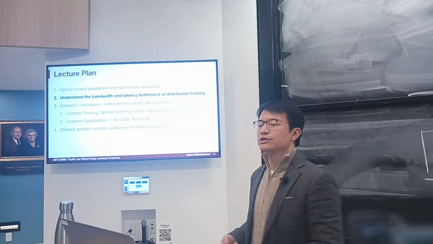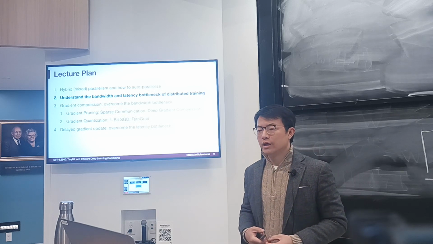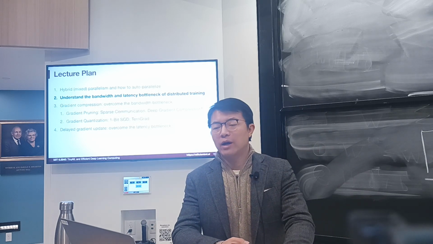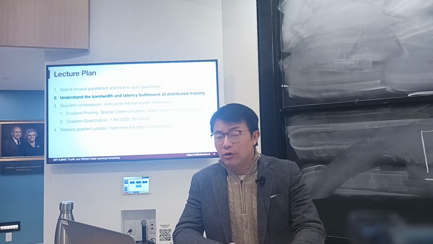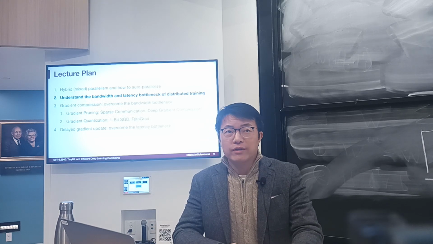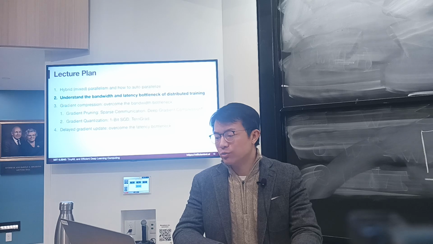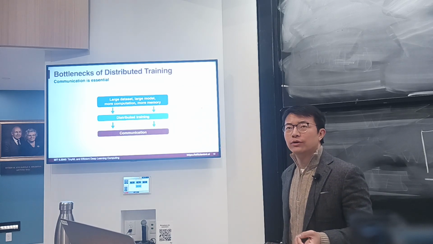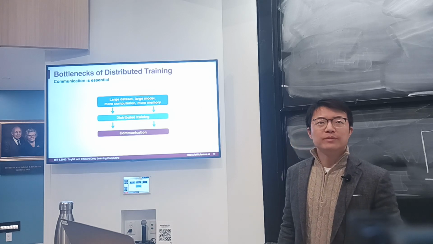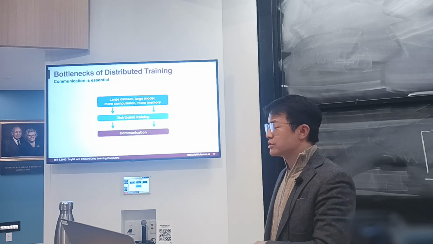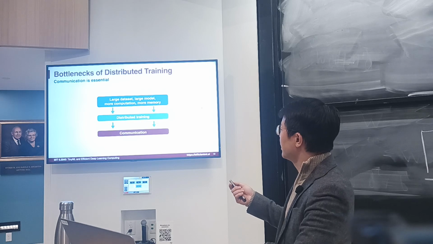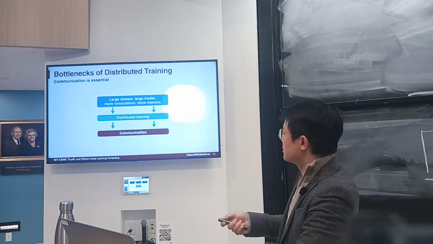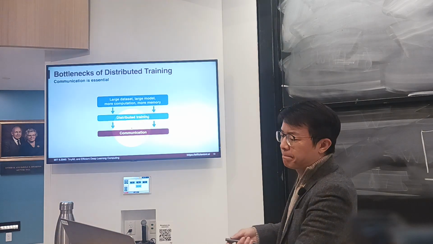All right, so that is hybrid, mixed parallelism and auto-parallelize. And now let's try to understand the bandwidth and latency bottleneck of distributed training. As a fundamental, computation is cheap, data movement is expensive. So communication is very essential. Communication is the foundation for distributed training.